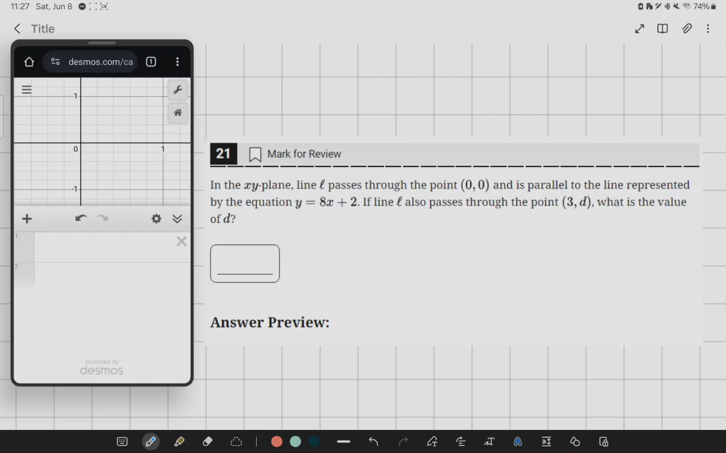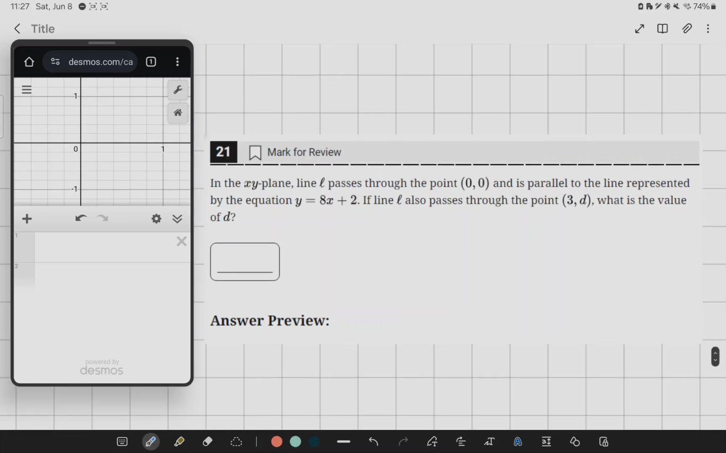So let's start with the definition of parallel. If it is parallel, what is going to be the same? The slope. So we're going to have this line L with a slope of 8. So we already have something set up here: 8x and then plus b.